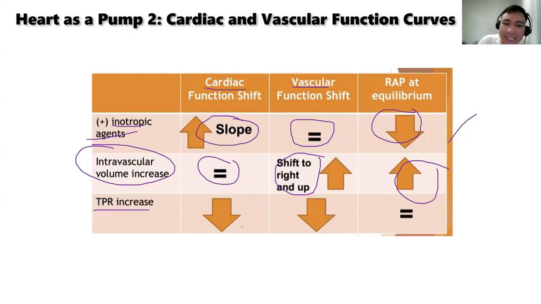Kapag TPR increased, you decrease your cardiac function curve because of the afterload. You decrease vascular function because of decreased amount of blood going to the veins kasi sinikpan mo yung vessels mo. And your right atrial pressure will remain the same. Again, bakit? Kasi you decrease your cardiac output, di ba? Would increase your right atrial pressure. But since konti lang din yung blood na bumabalik sa heart, you decrease your right atrial pressure. So, balance lang sila. Okay?